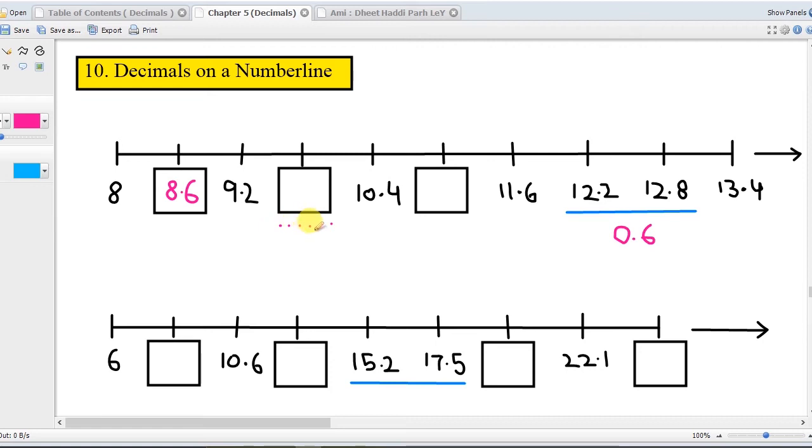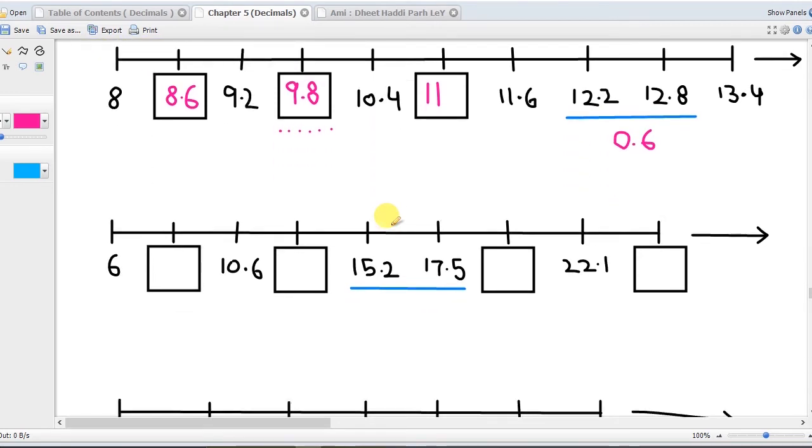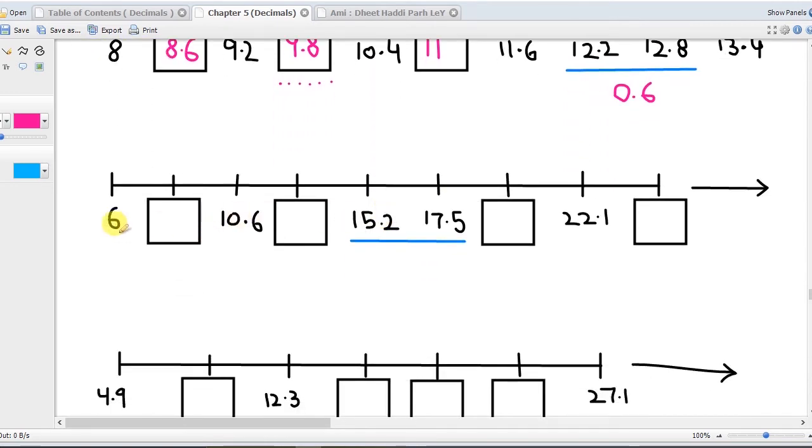So how many digits are there? 1, 2, 3, 4, 5, 6. Yes, so the next number is 9.8, right? After that 10.6. Now add 0.6 to 10.4 and we are landing on a number which is 11, right? So we are done with the question. Easy, this is pretty much easy. Moving on to the next question.